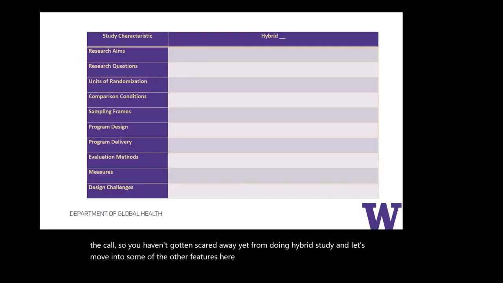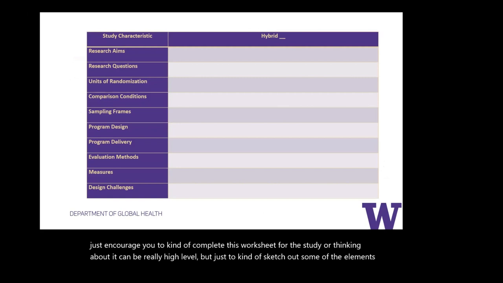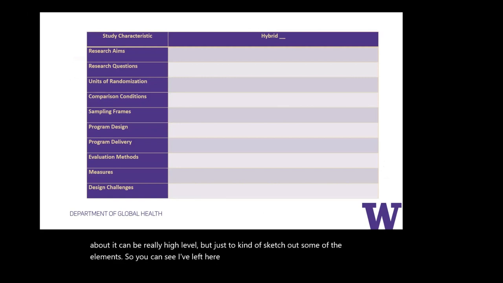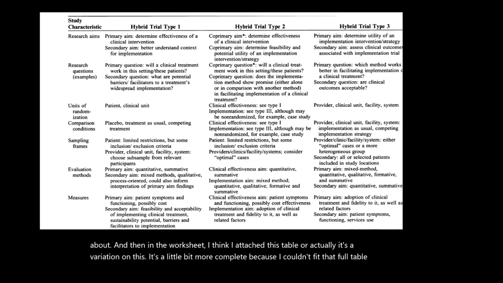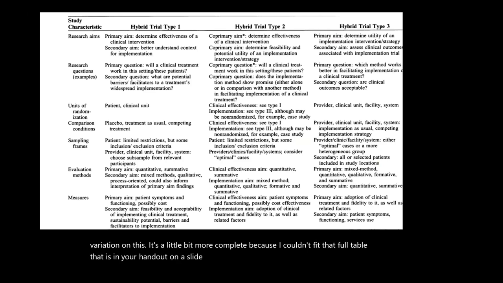So part of the worksheet is to encourage you to complete it for the study you're thinking about. It can be really high level, just to sketch out some of the elements. In the second column, you can indicate which hybrid type you're thinking about. And in the worksheet, I think I attached this table, or actually a variation on it. It's a little bit more complete because I couldn't fit the full table from your handout on a slide, but it looks pretty similar.